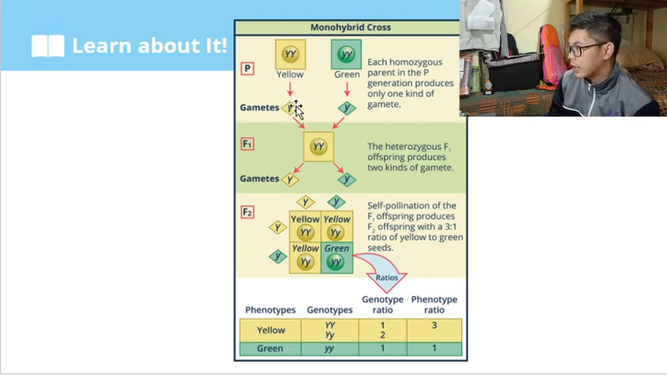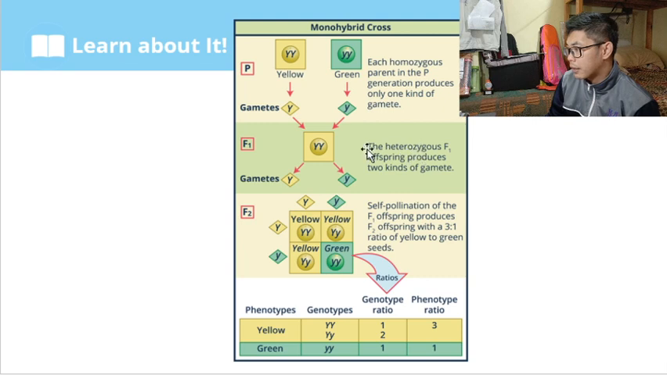So we can say capital Y, and this small y, we can say it's the small letter y. However, when we cross them, the heterozygous F1 offspring produces two kinds of gametes, until such time that we get to the bottom where we see the combinations of them all. So again, parental generation, first filial generation, then you have your second filial generation.